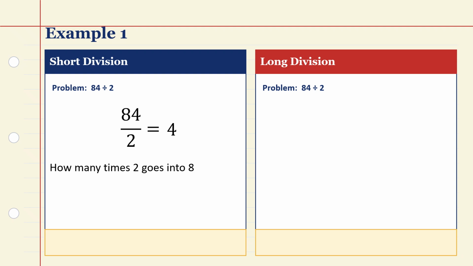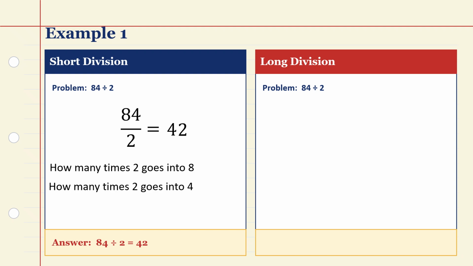Then we just go to the next number. How many times 2 goes into 4? It goes 2 times. And 2 times 2 is 4. So there is no remainder. That means 84 divided by 2 is just 42.